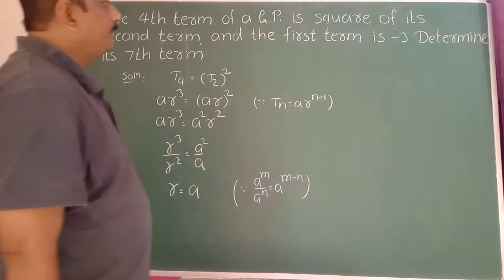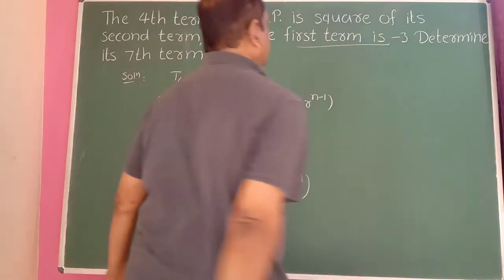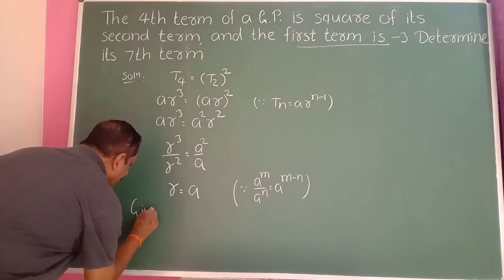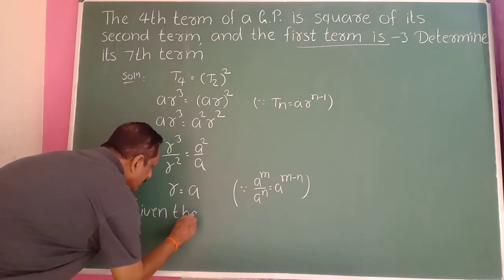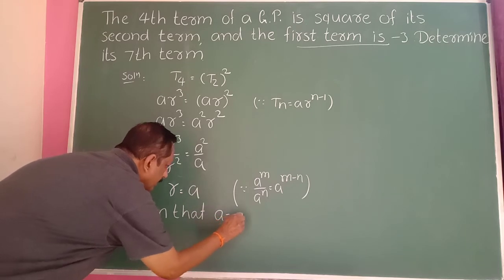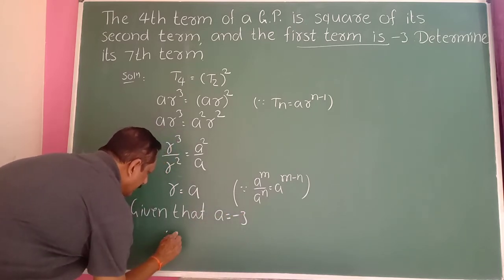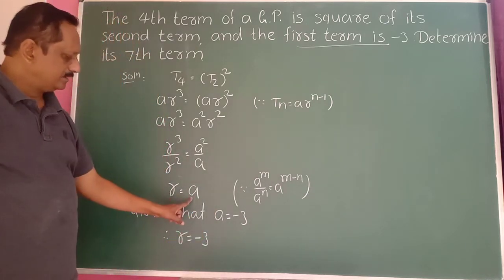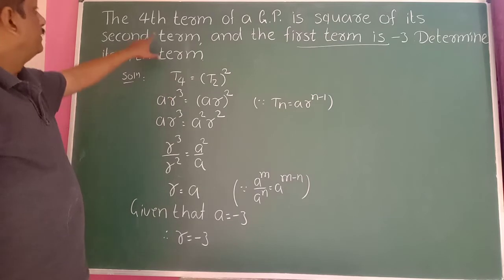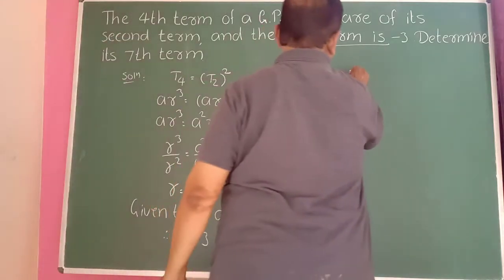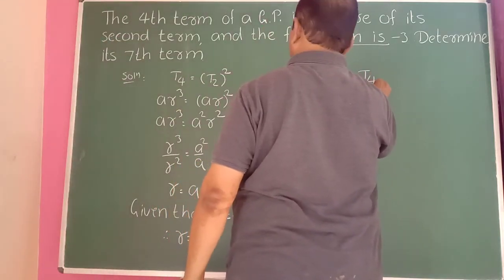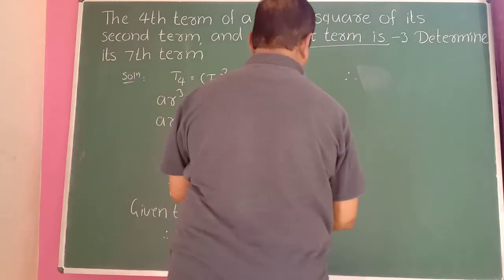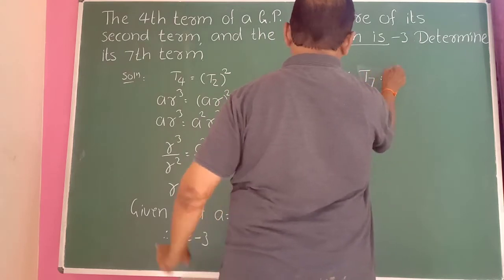But they have given that the first term is minus 3, which means a is equal to minus 3. Therefore r is also minus 3. If a is minus 3, then the r value is also minus 3. Here we want the seventh term, so T7.